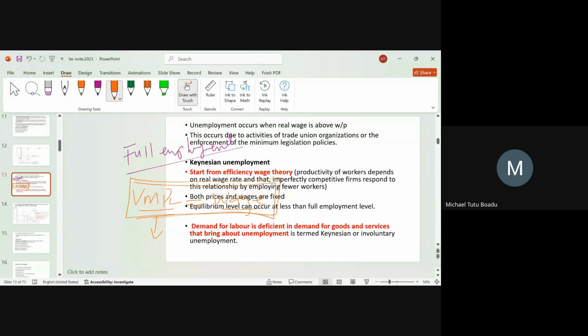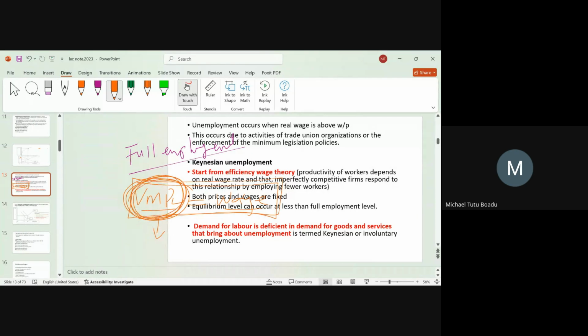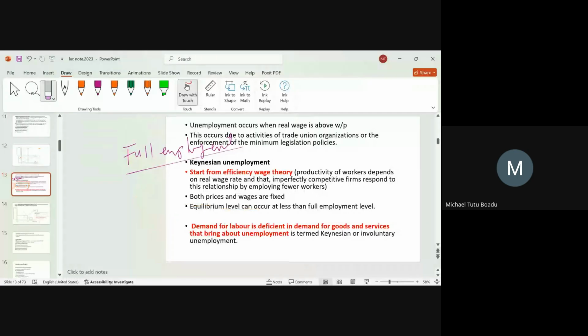Which means that the work you are doing for me, which is the value that I'm getting from you, the value of your additional contribution, is equal to the amount that I am paying you, which is the 3,000 Ghana cedis. So that is where the Keynesian unemployment model starts from.